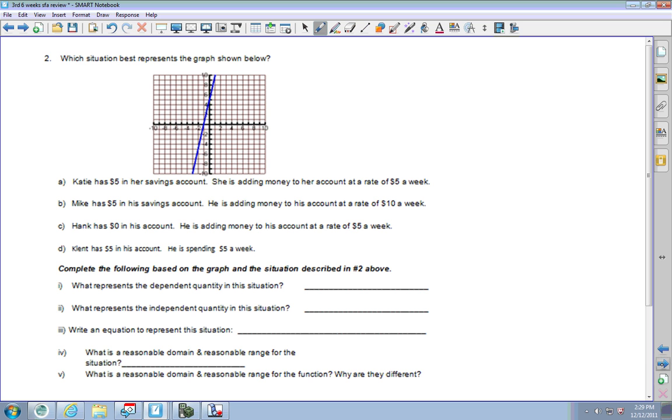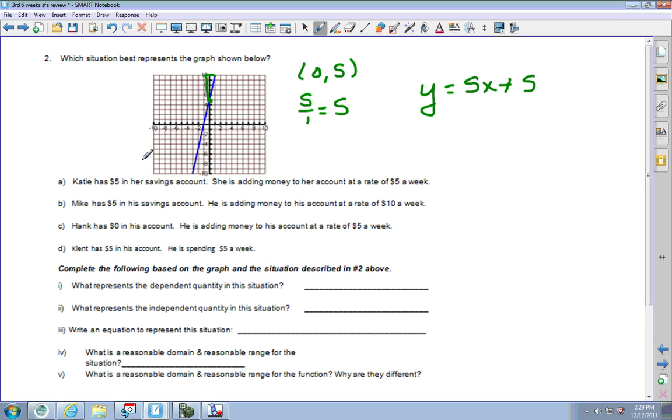The next one says Katie has $5 in her savings account. We're trying to figure out which one represents the situation. This one's tough because it's kind of tiny here. There's my y-intercept. It is 0, 5. Then you need to figure out your slope. I'm going up 5 and over 1. 5 over 1 is 5. So my equation will be 5x plus 5.